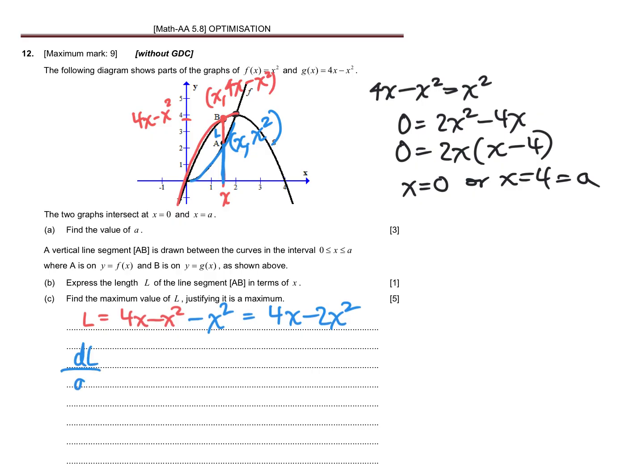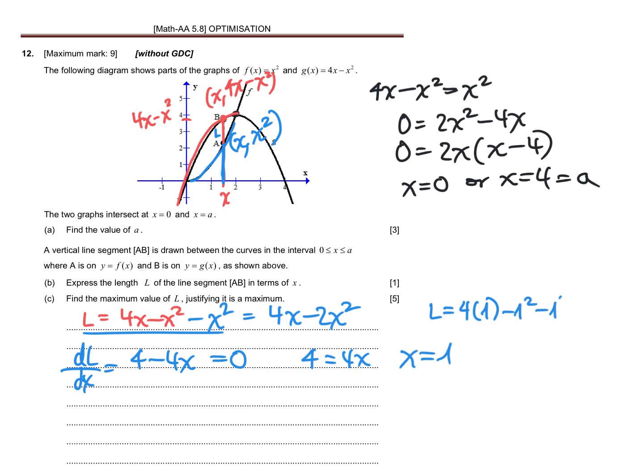So we need dL/dx, which is 4 minus 4x. Set it equal to 0. So 4 equals 4x, so x is 1. And we need to substitute that into the L. So we're going to have L equals 4 times 1 minus 2 times 1 squared. Oh, I could have done it in here. Whatever. So 4 minus 2, which is 2. So that is the max value of L.